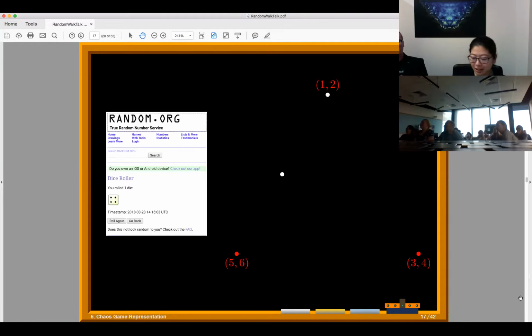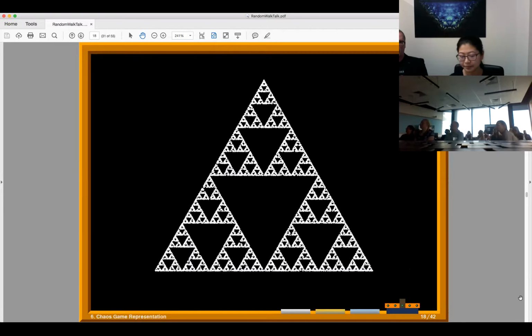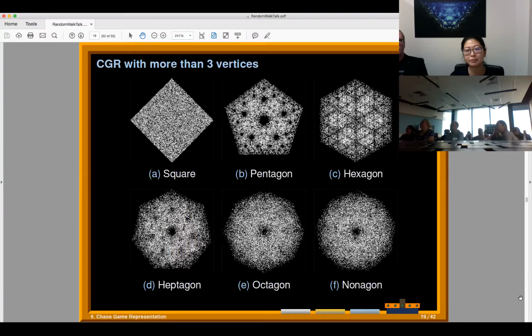We can use a computer, and if we do this 100,000 times, we get something that looks like this, which is something familiar to most students, and therefore we think is a good starting point for them to get interested in chaos game representation. So we also look into what if we have more than 3 points. So there's the square and pentagon, and so on and so forth.